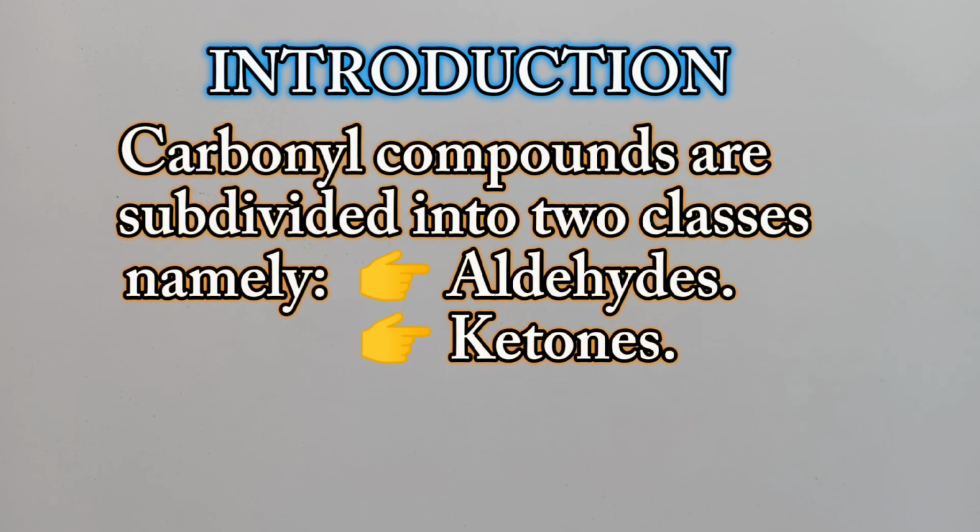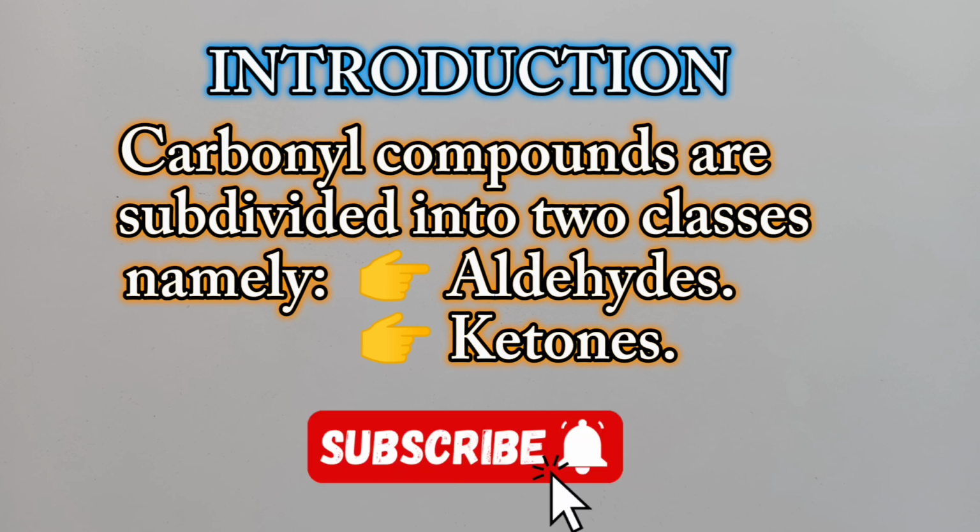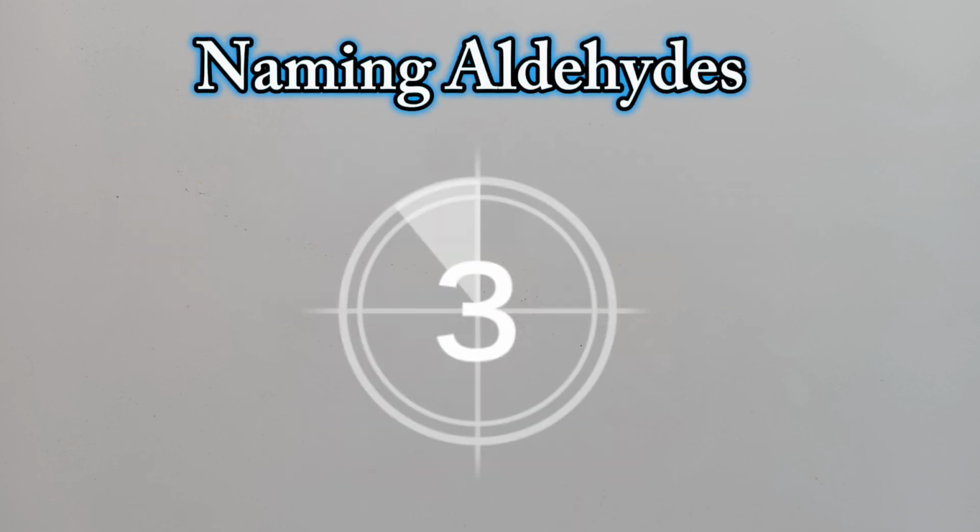Depending on groups attached to the carbonyl group, we can have two different classes of carbonyl compounds, and these are aldehydes and ketones. For that case, therefore, our presentation today will be subdivided into two parts. In the first part, we learn how to name aldehydes, and in the second part, we learn how to name ketones. Welcome to the first part, nomenclature of aldehydes.